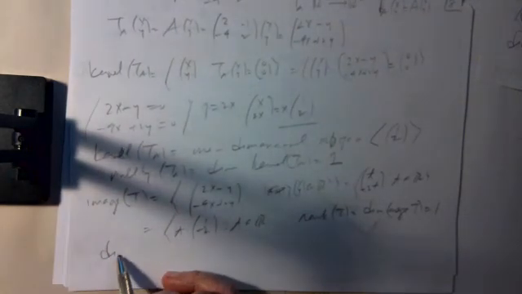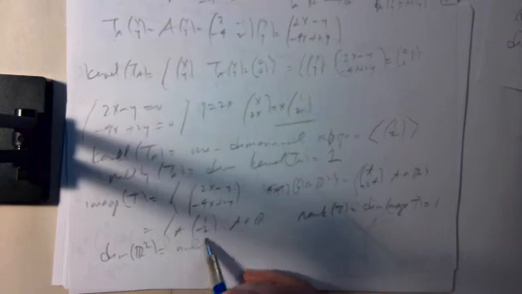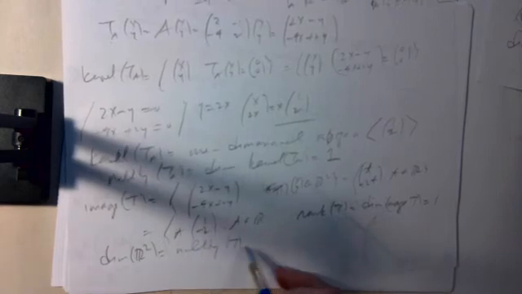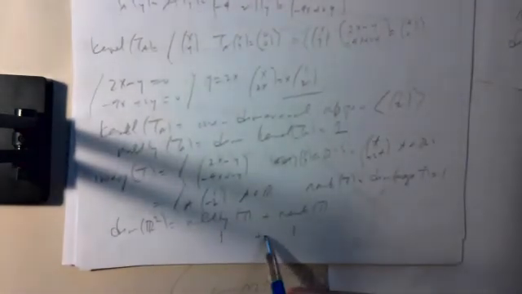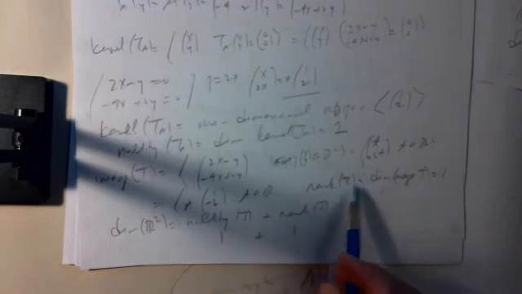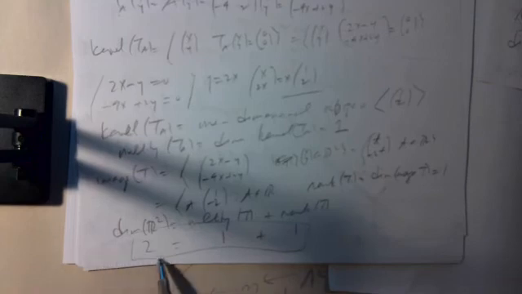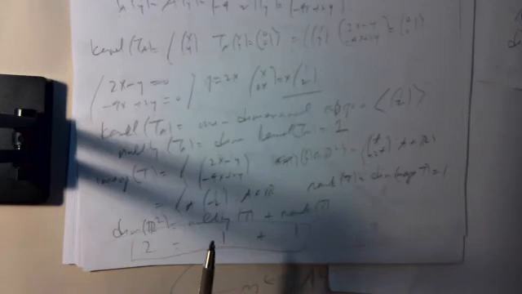So the theorem says the dimension of the vector space is the nullity plus the rank. And in this case, the nullity is 1, the rank is 1, and 1 plus 1 is 2. So we can verify the theorem by knowing that 1 plus 1 is 2.